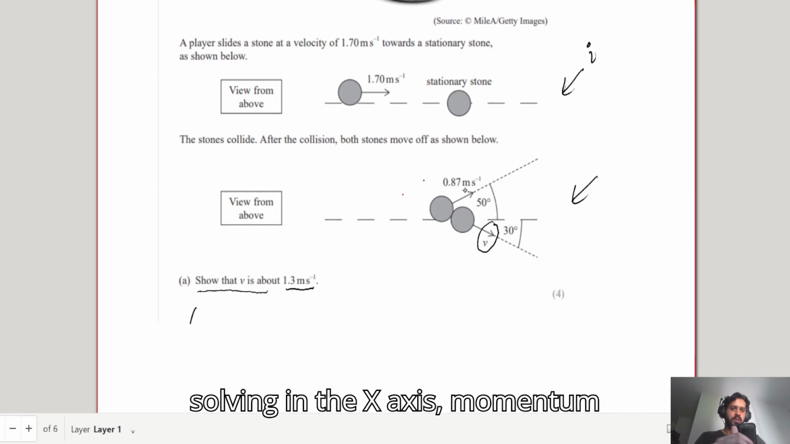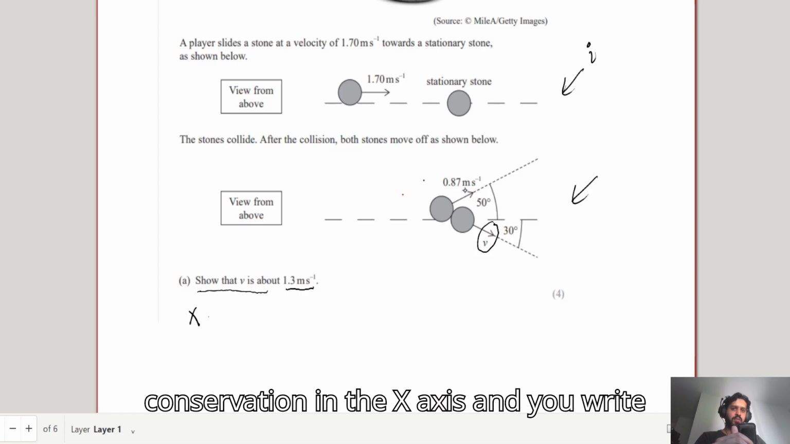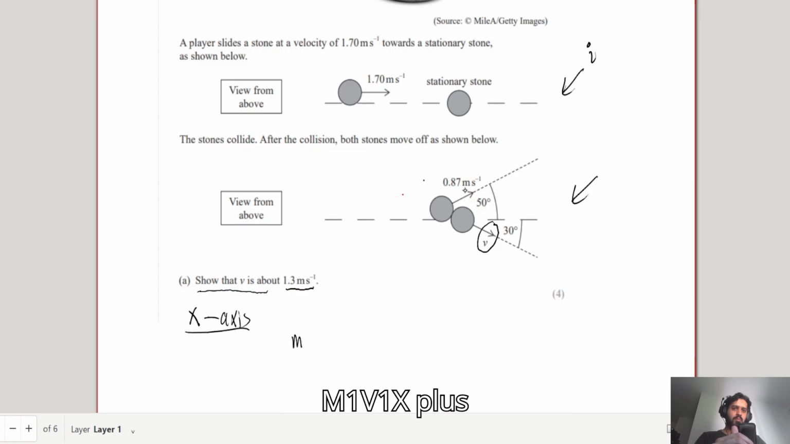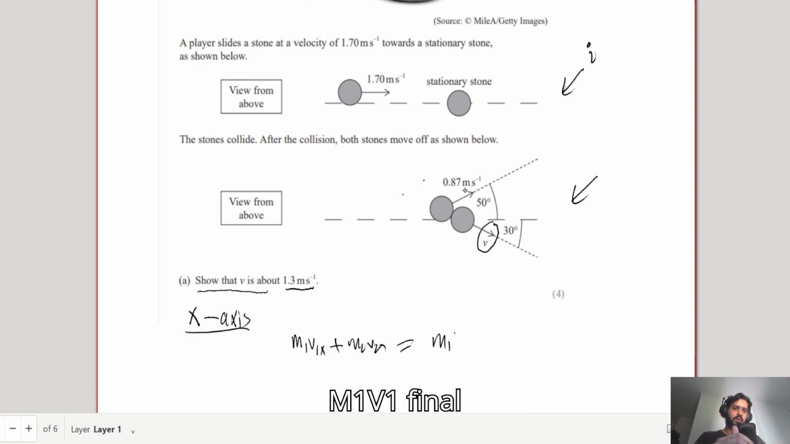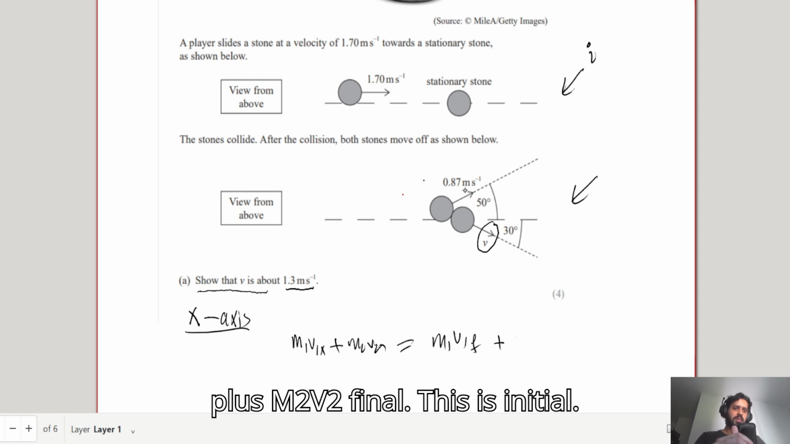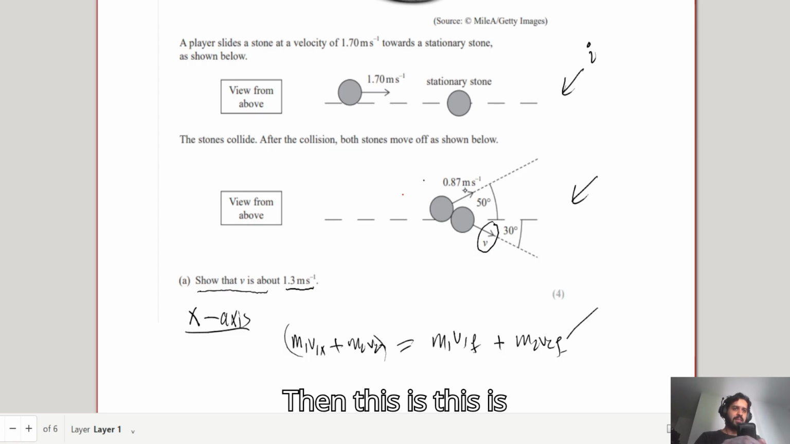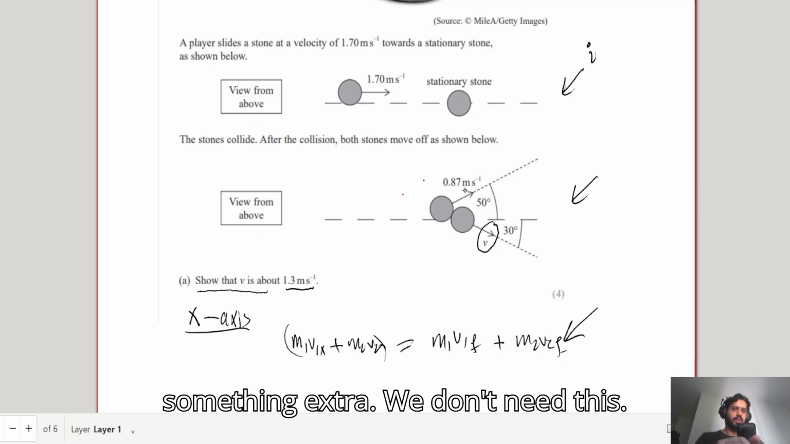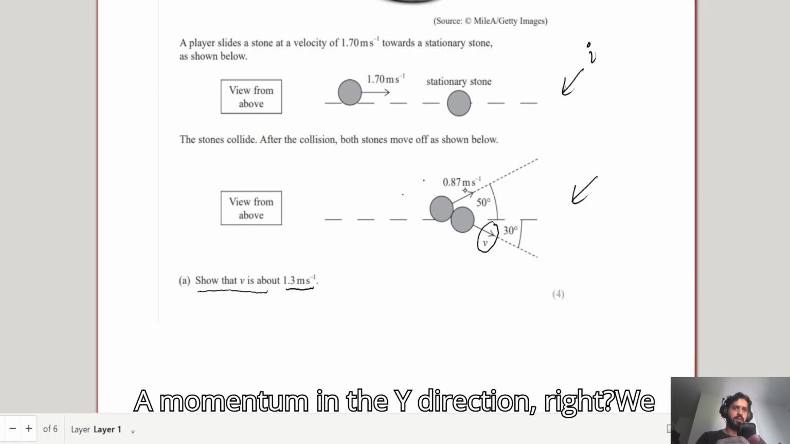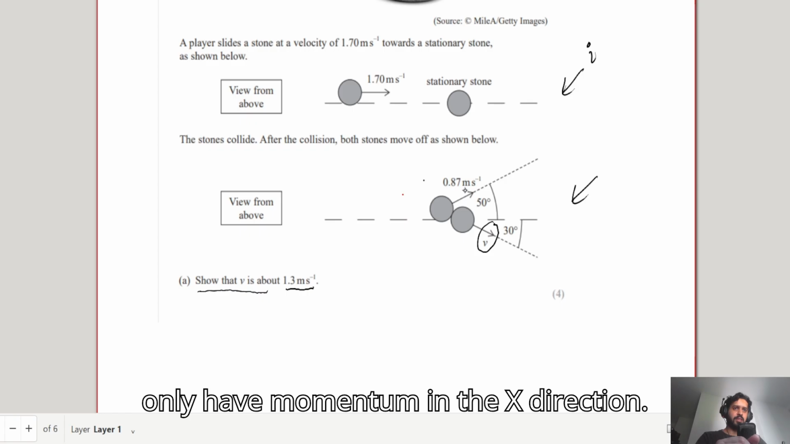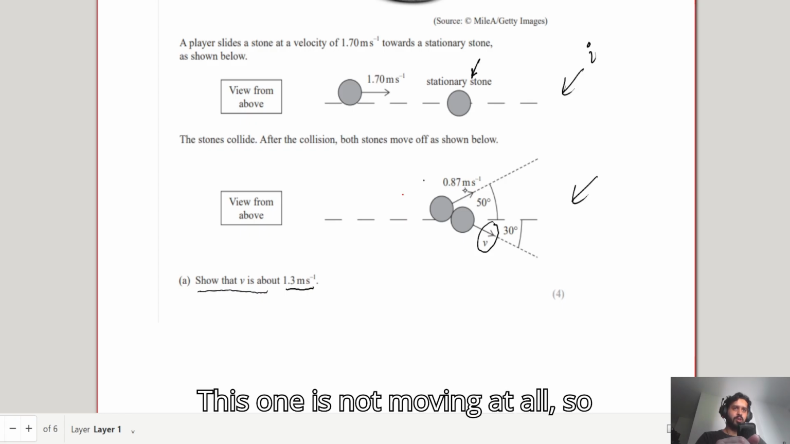For example, if you just start solving in the x-axis, momentum conservation in the x-axis, and you write that total initial momentum m1 v1x plus m2 v2x should be equal to m1 v1 final plus m2 v2 final. This is initial. Then this is something extra. We don't need this. If you look at the problem, you can see that initially we don't have any momentum in the y direction, right? We only have momentum in the x direction. This one is not moving at all.